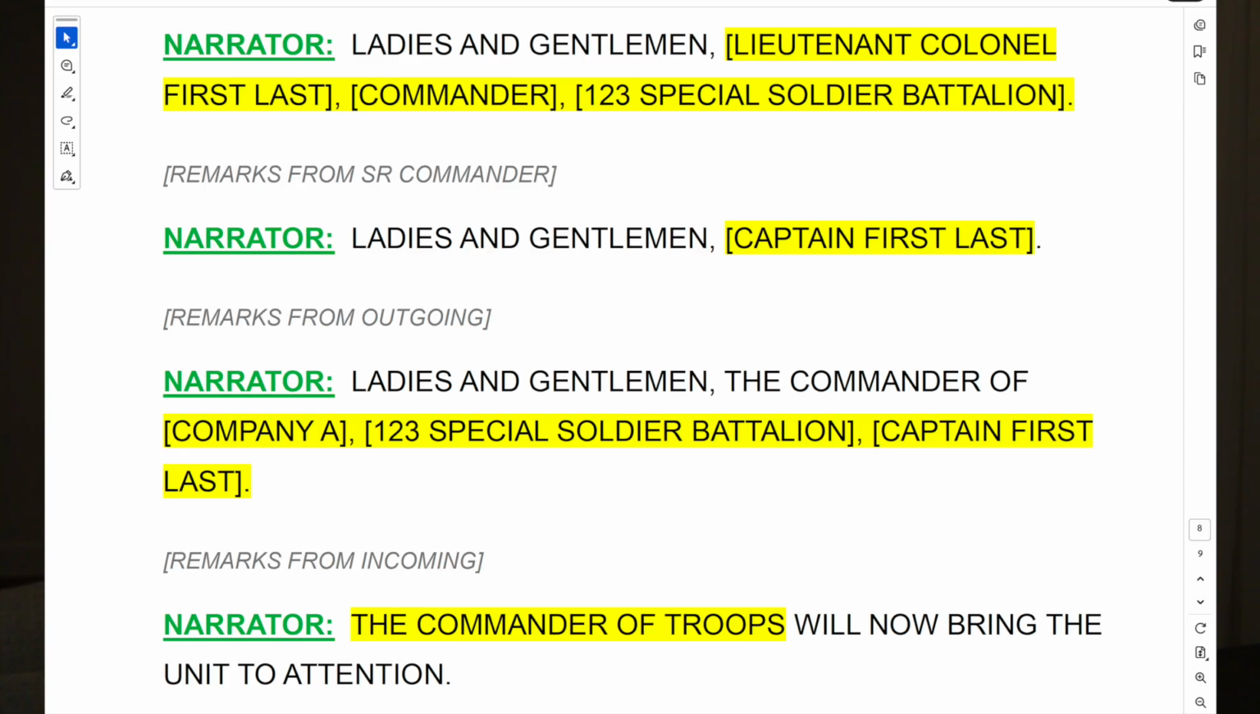Ladies and gentlemen, Lieutenant Colonel, first name, last name, Commander, 123 Special Soldiers Battalion. Remarks given, you wait for the senior commander to go back to his seat, and once he's seated, ladies and gentlemen, Captain, first name, last name. If your First Sergeant has it on the script, or your Command Sergeant Major has it on the script as the outgoing commander, he's no longer the outgoing commander. He's the former commander. He's the gone commander. So it will be grammatically incorrect to say the outgoing commander.